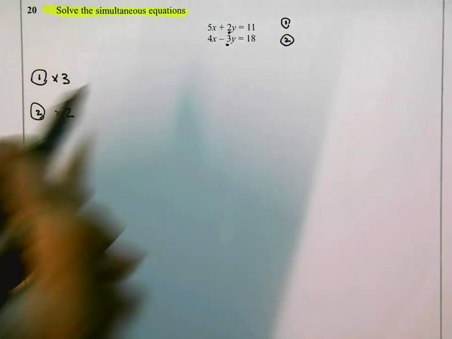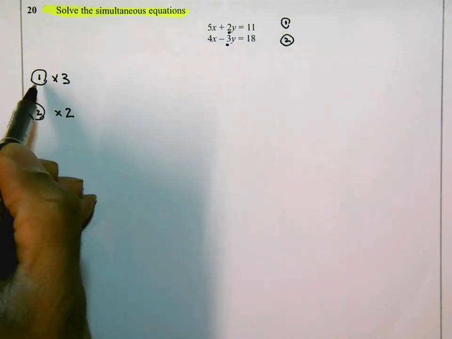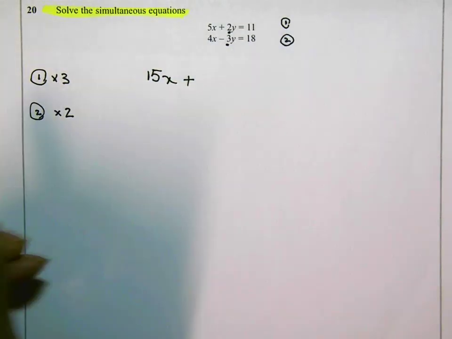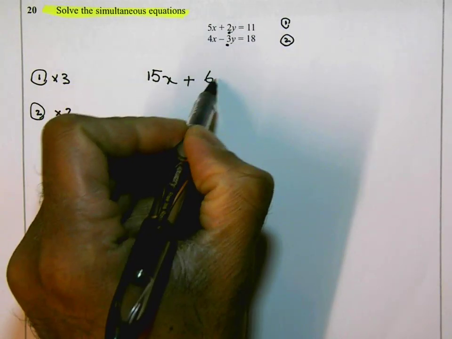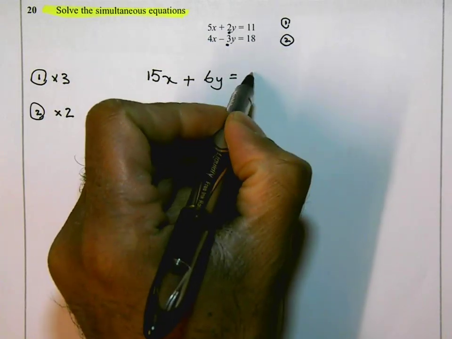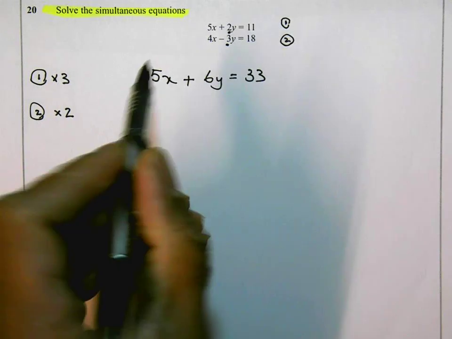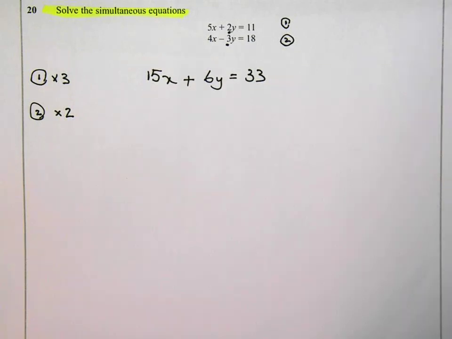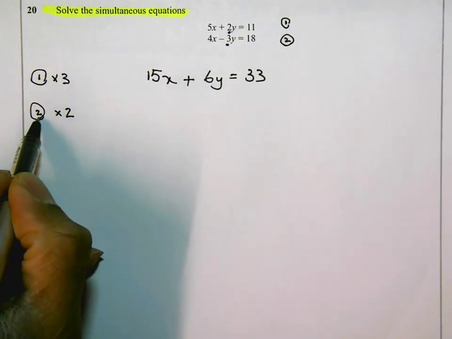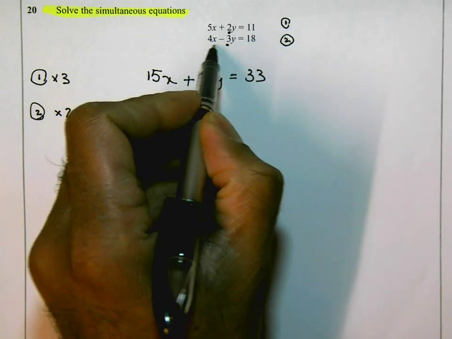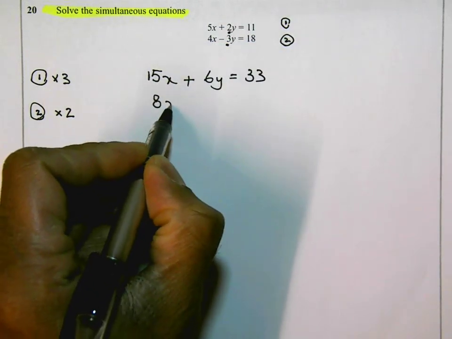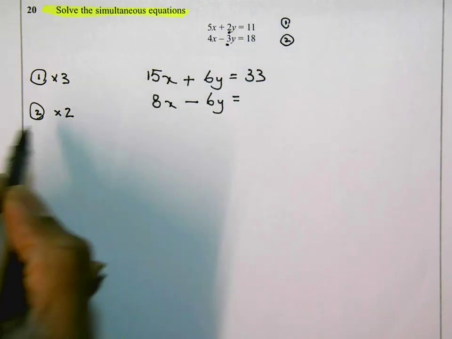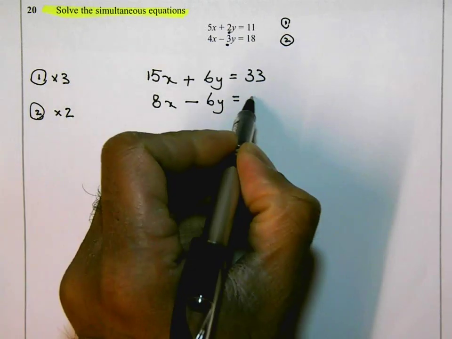All right, so here we go. If I times equation 1 by 3, I'm going to get 15x plus 6y, and then times 11 by 3, I'm going to get 33. Let's just check that. Timesing everything by 3, 15x plus 6y is equal to 33. Got that sorted. Equation 2, I'm going to times everything by 2. So I'll get 8x minus 6y is equal to, I'm going to times 18 by 2, and I get 36.